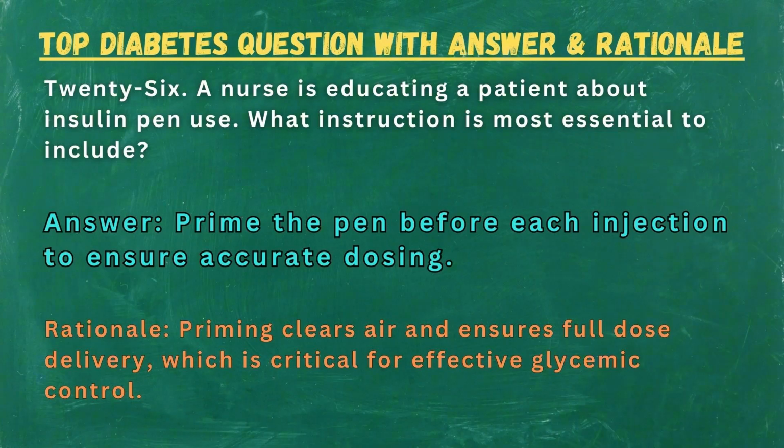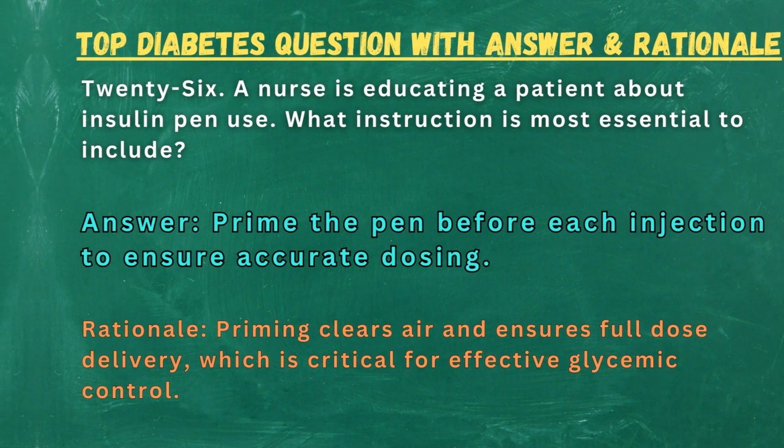26. A nurse is educating a patient about insulin pen use. What instruction is most essential to include? Answer: prime the pen before each injection to ensure accurate dosing. Rationale: priming clears air and ensures full dose delivery, which is critical for effective glycemic control.